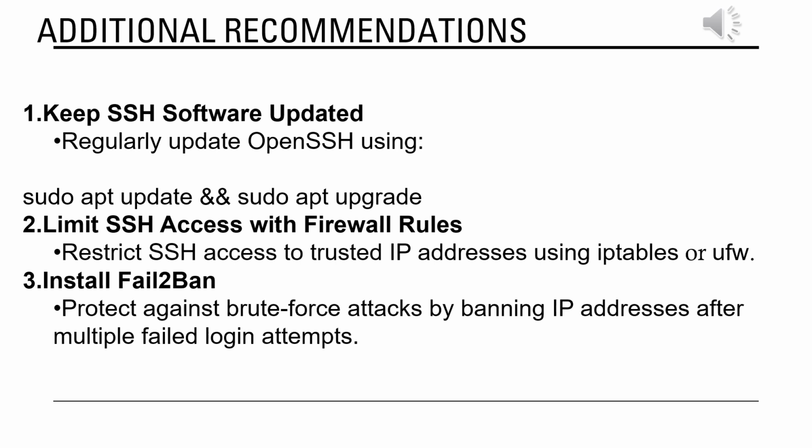Regularly update the OpenSSH using this code as you can see on the screen. Now, number 2, you want to limit SSH access with firewall rules. This restricts SSH access to trusted IP addresses using iptables or UFW. Third, you want to install Fail2ban. This protects against brute force attacks by banning IP addresses after multiple failed login attempts, which is also super important when someone's trying to get on your server. So I have it on here.